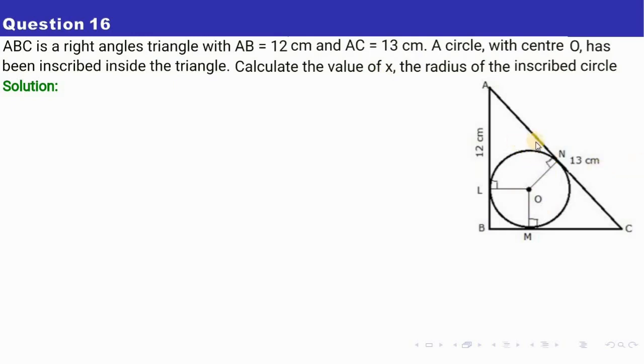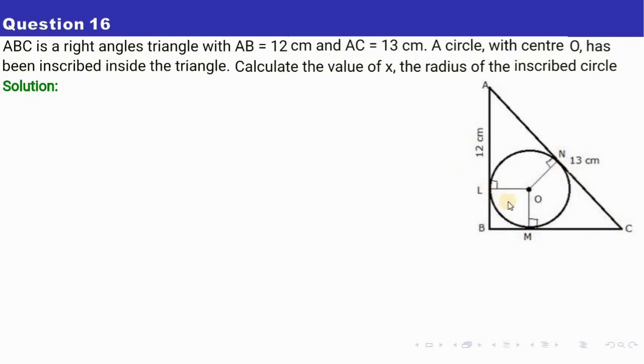Now if you see here, let us see what are the things that we can conclude from here. Since A is outside the circle, AL and AN will be equal, right? Similarly BL and BM will be equal, isn't it? Now similarly CM and CN will be equal to each other, right?